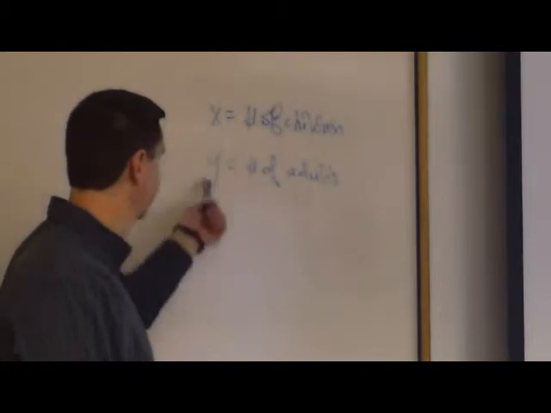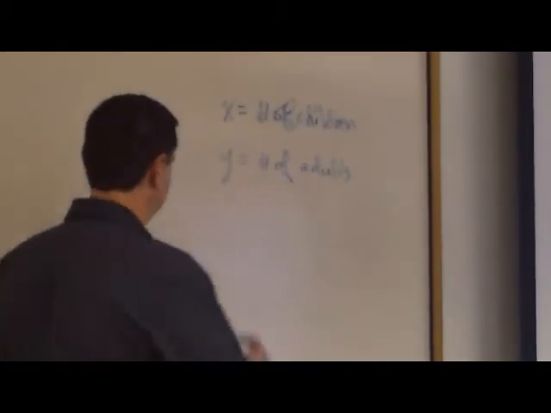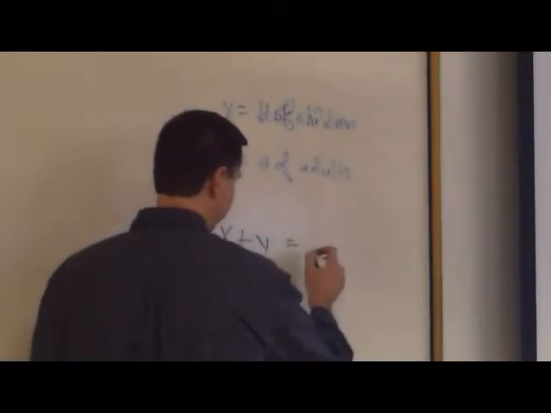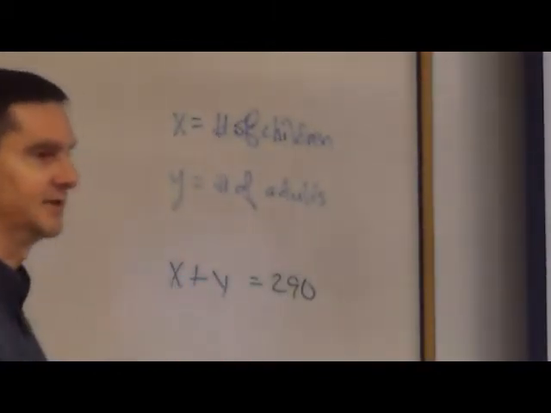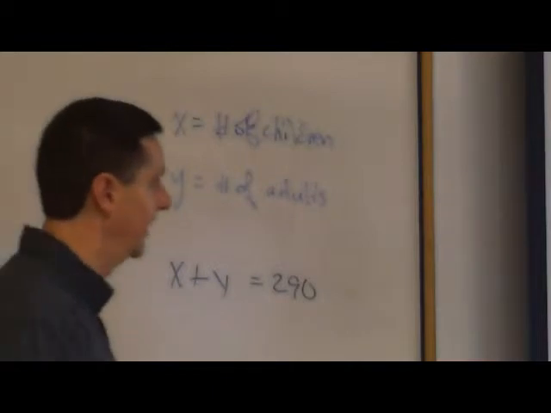How does that relate to the children and adults? Add them, they're equal. 290 total. So if you add the number of children and the number of adults, you get 290, right? There aren't any dogs or anything like that we're keeping track of. It's just children and adults. That's all it is. Now we have to deal with this cost issue.